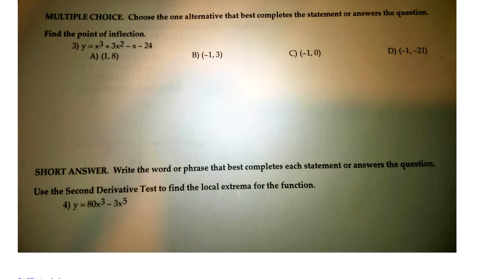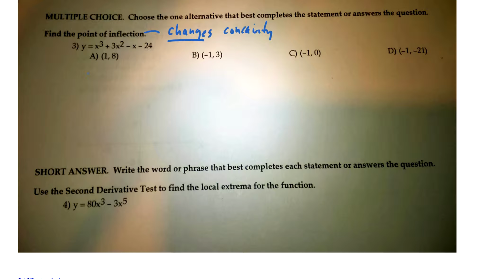Okay, I wanted to hit this number 3 on the same video. Find the point of inflection for this. Remember, a point of inflection is where it changes concavity, from concave up to concave down, or vice versa. It's not only where the second derivative is 0, but where it changes concavity, so I have to check that.